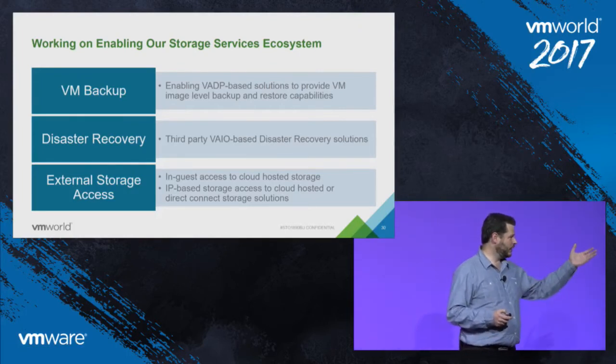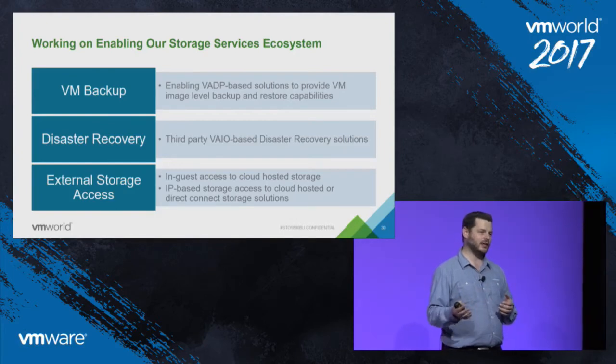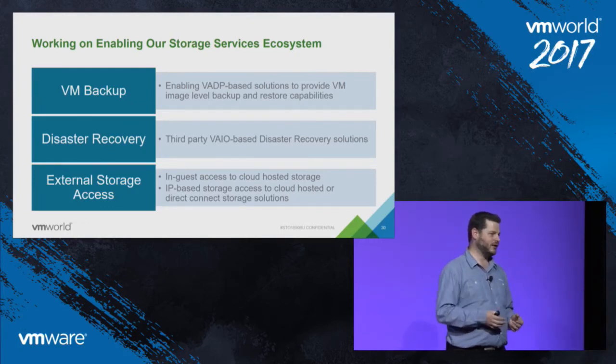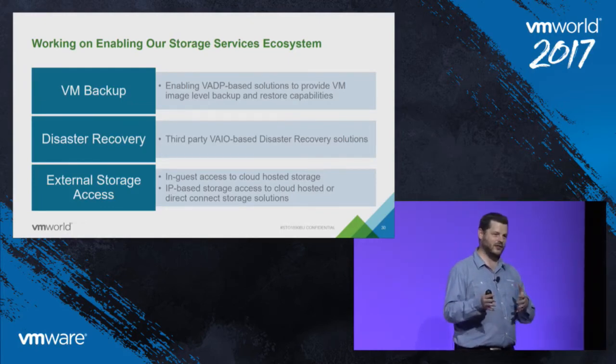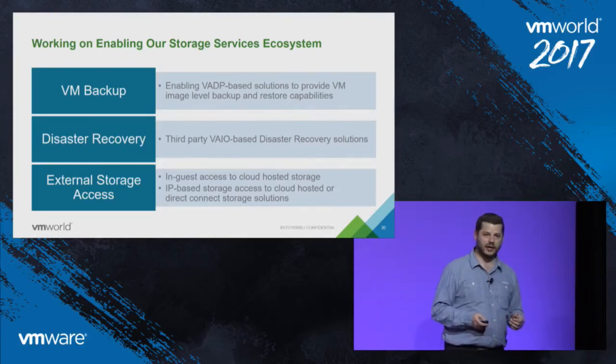And so what we're looking to enable is also working with our partner ecosystem to look at how we can enable things like NFS or potentially iSCSI or another IP-based storage with VMware Cloud on AWS. Working together to see what makes sense for our customers and what we can enable. So we're definitely working hard on that as well.